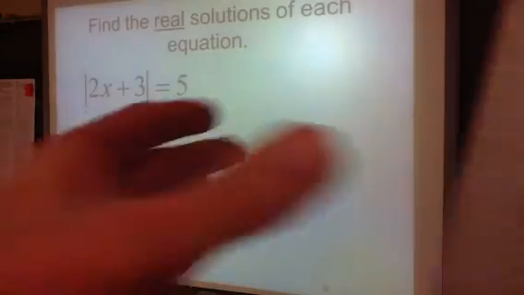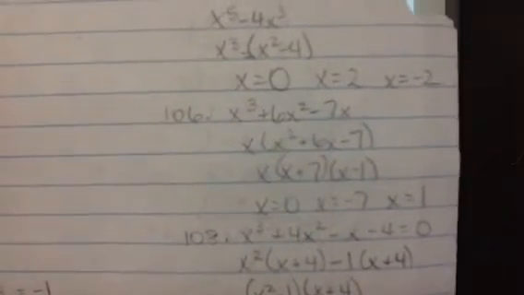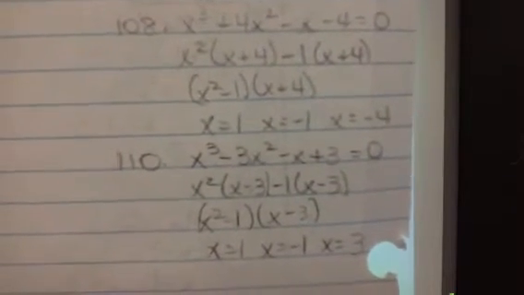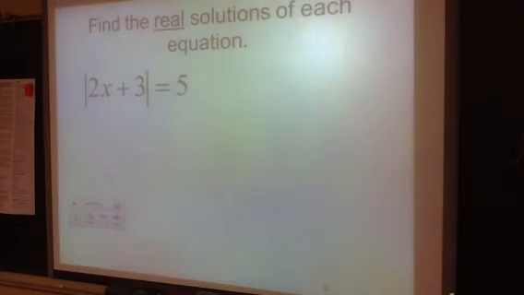Then we go all the way to 102, and you get x is 0, x is 1, and x is -1. 104, you get x is 0, x is 2, x is -2. 106, you get x is 0, x is -7, x is 1. 108, you get x is 1, x is -1, x is -4. For 110, you get x is 1, x is -1, and x is 3. That was your homework. So please come with questions for next time about that.